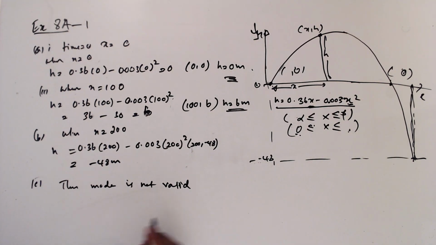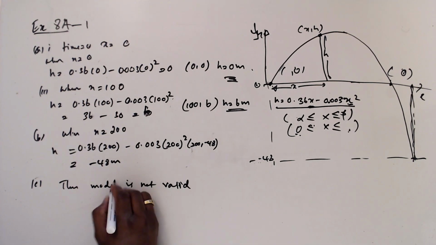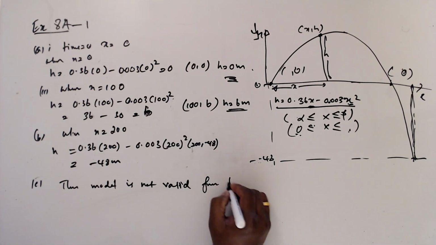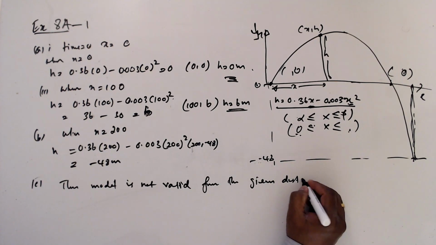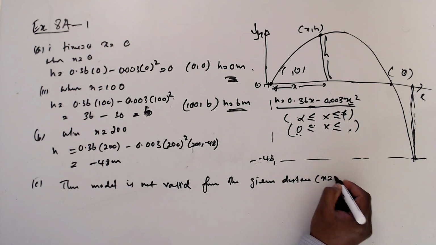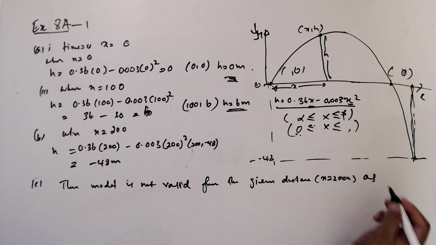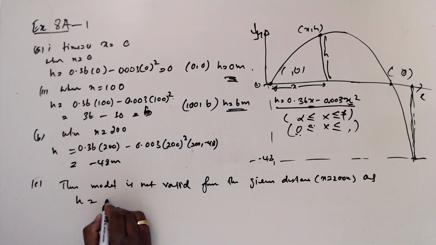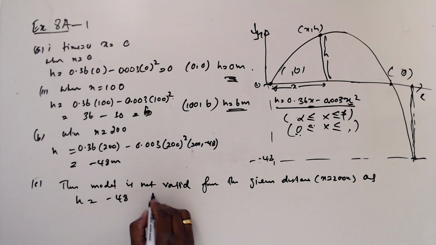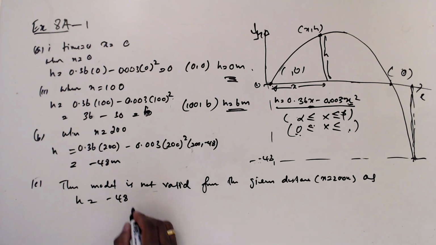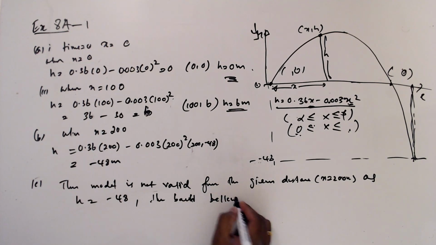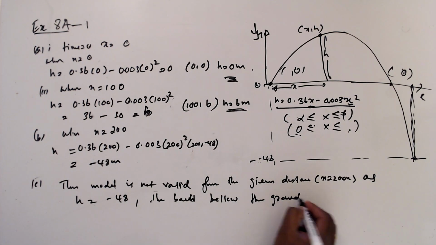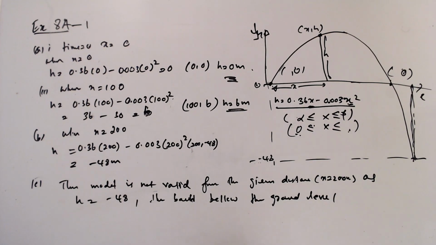The model is not valid. The model is not valid for the given distance. This distance x equals 200 meters, as h equals minus 48. The ball is below the ground level. So you want to explain this idea in your own words.